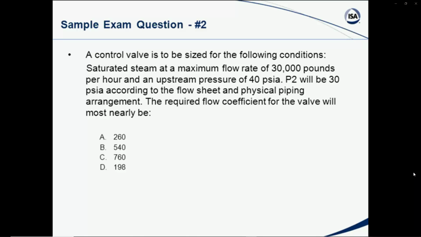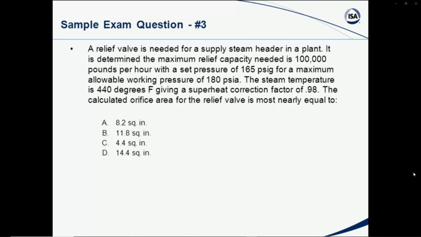Then the next one is a relief valve problem, meaning for a supply steam header in a plant, determine maximum relief is 100,000 pounds per hour, set pressure 165, maximum allowed working pressure 180. The steam temperature is 440 degrees.